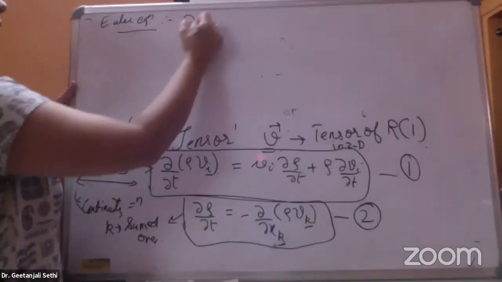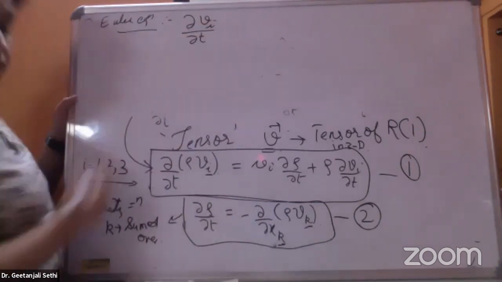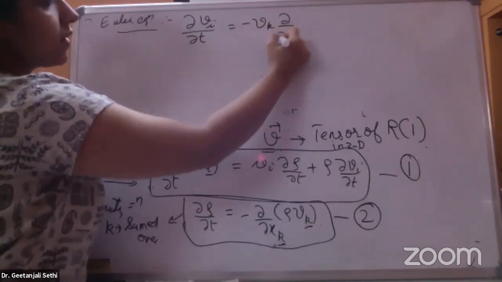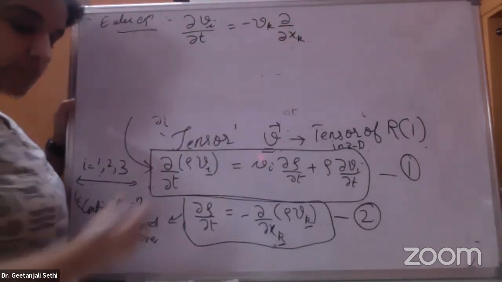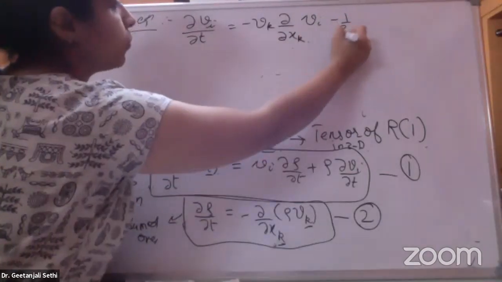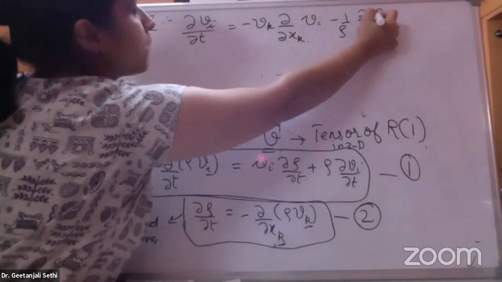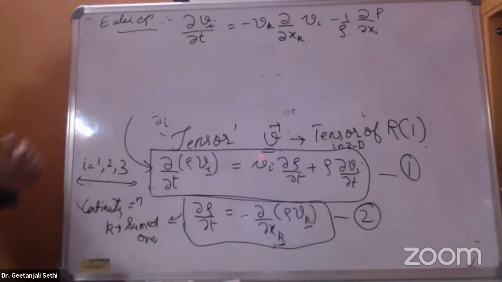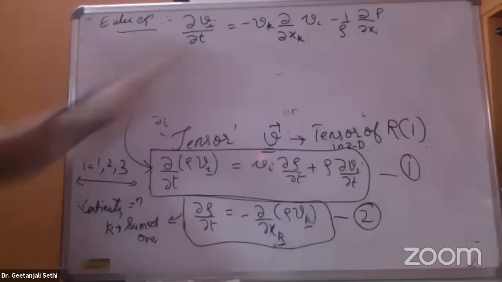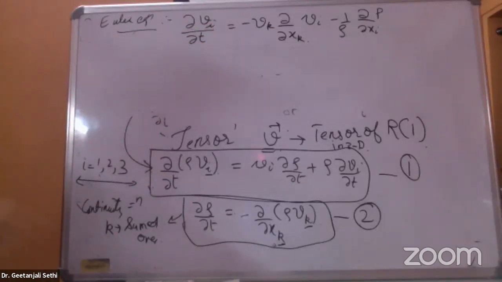So again, writing Euler equation using indices: del Vi by del t equal to minus Vk del Vi by del xk minus 1 by rho del by del xi of P, pressure. It's a task for you. You go back, look at Euler equation for 2 minutes and see if you can write this.